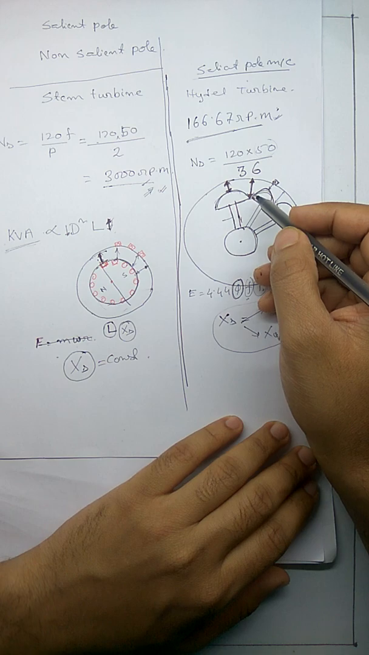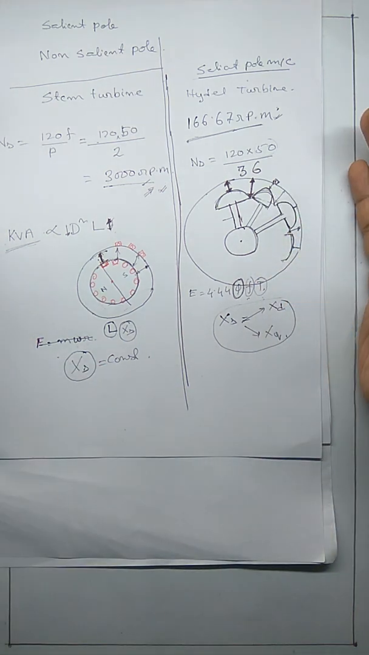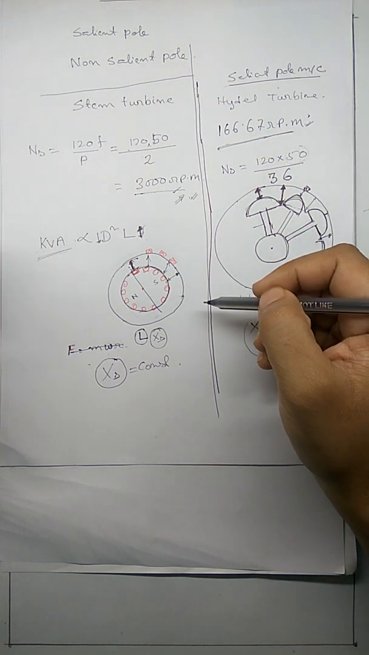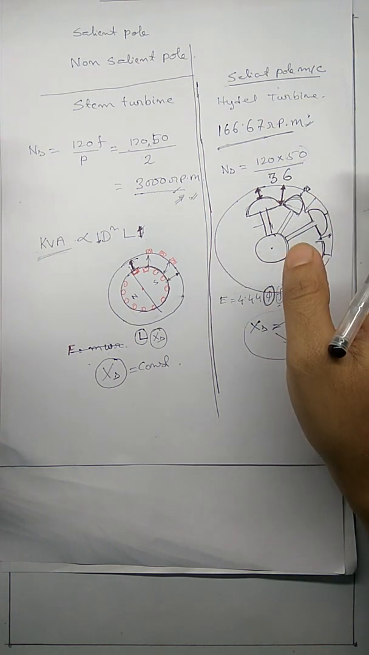This type of machine is known as a salient pole machine, and salient pole machines you will find in hydro turbines. Non-salient pole machines you will find in steam turbines.